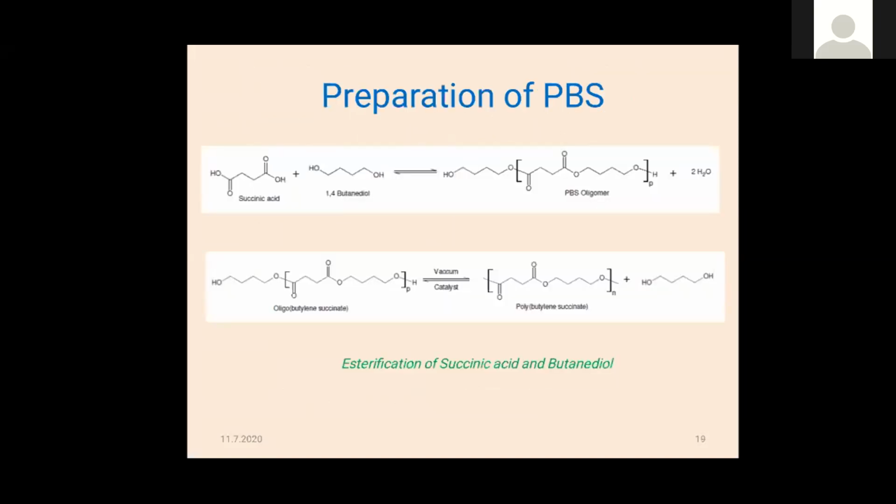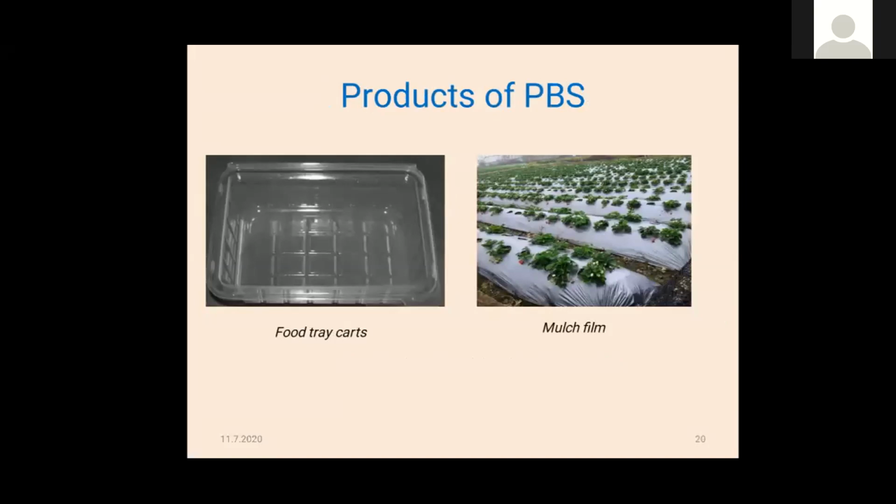And how is it prepared? The preparation of PBS involves an esterification process of succinic acid and butanediol, which gives oligomers. Under vacuum, using a catalyst, it gives the polybutylene succinate biopolymer. Examples of PBS products are food tray packs and mulch films.